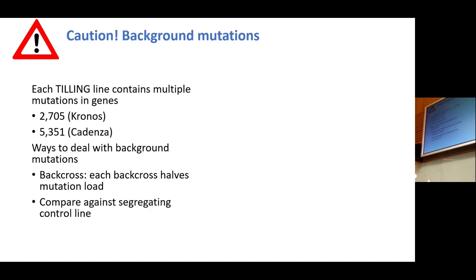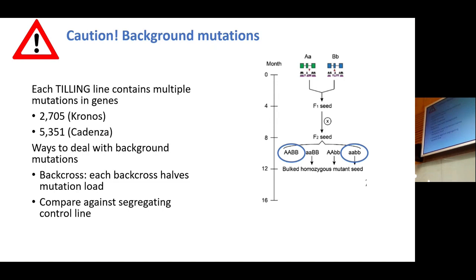The second is to compare against the segregating control line. What do I mean by this? The control that you want to use is this wild type that comes out of the F2 population, because while it is wild type at the mutation of your gene of interest, it still contains the same sort of background mutations as in your mutant line. So it's a fair comparison. How do you identify these control ones, do you use markers? Yes, I'm about to come on to that.